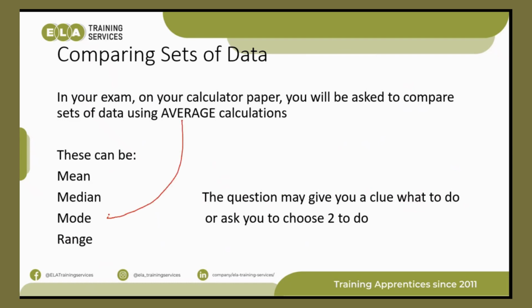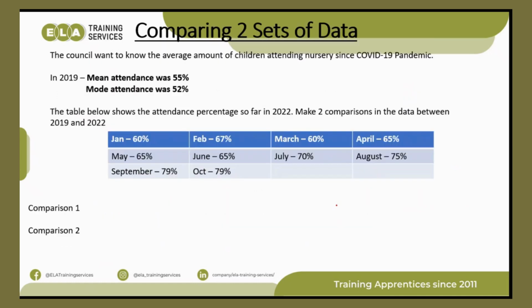These are any of the 4 we have just covered. The question may give you a clue what to do, or ask you to choose two to do. So I'm going to show you both examples. The first one, the exam question gives us a clue about what to do. So here, the council want to know the average amount of children attending nursery since the COVID-19 pandemic.